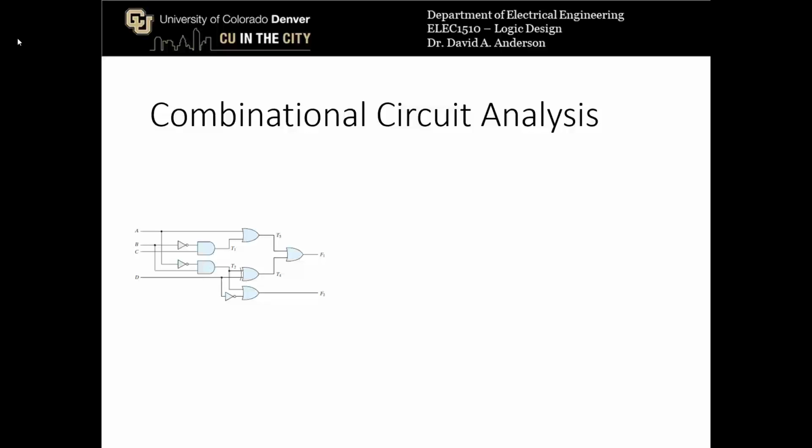The first topic that we're going to cover is combinational circuit analysis. We have a combinational circuit diagram on the left side of the screen here, and this combinational circuit has inputs A, B, C, D, and outputs F1 and F2. We want to write out a truth table that gives the behavior of outputs F1 and F2 for all possible input states of A, B, C, and D, but that's pretty tricky to do without first listing the behavior of subcircuit states within the combinational circuit, T1, T2, T3, and T4.